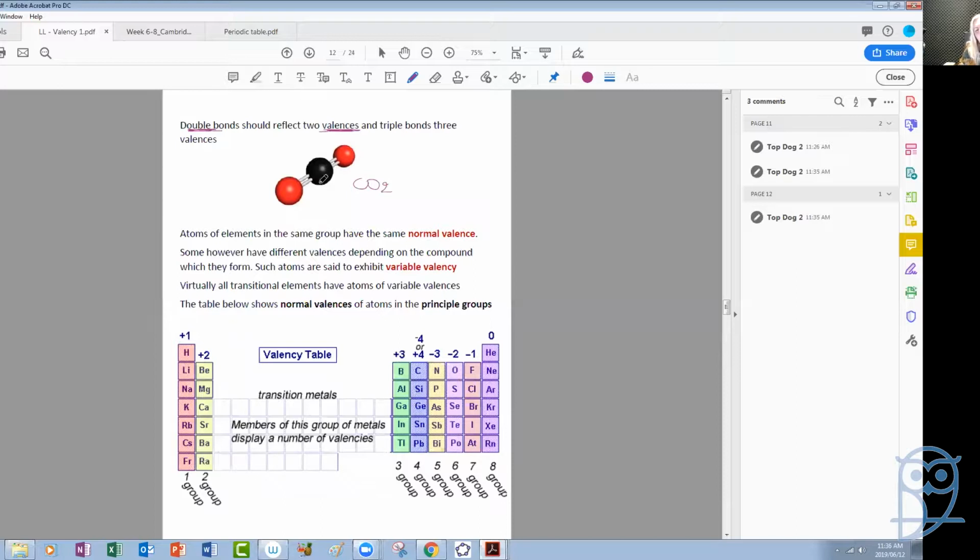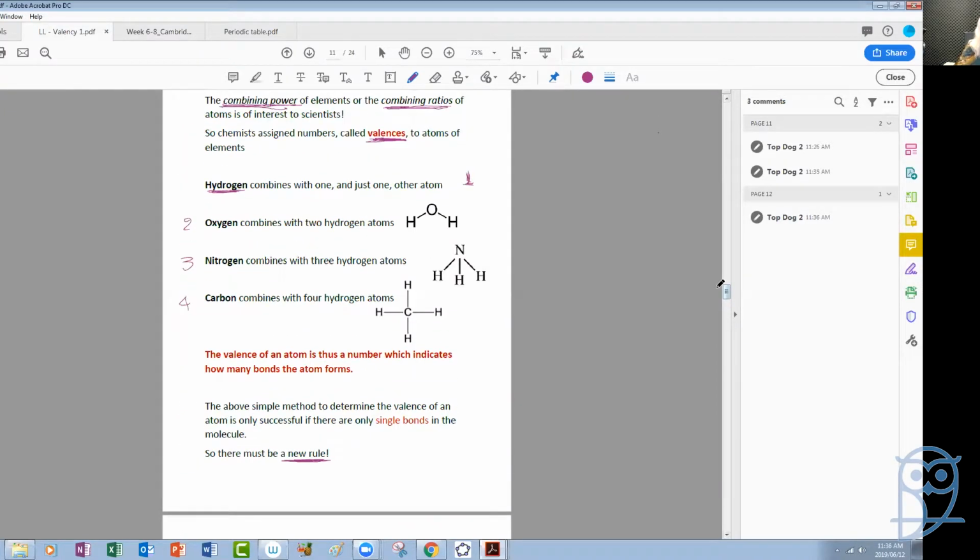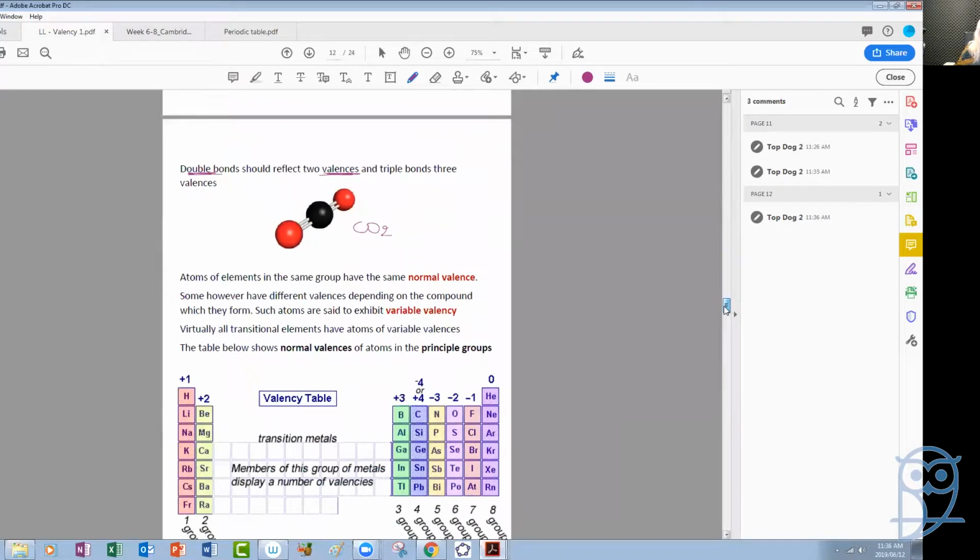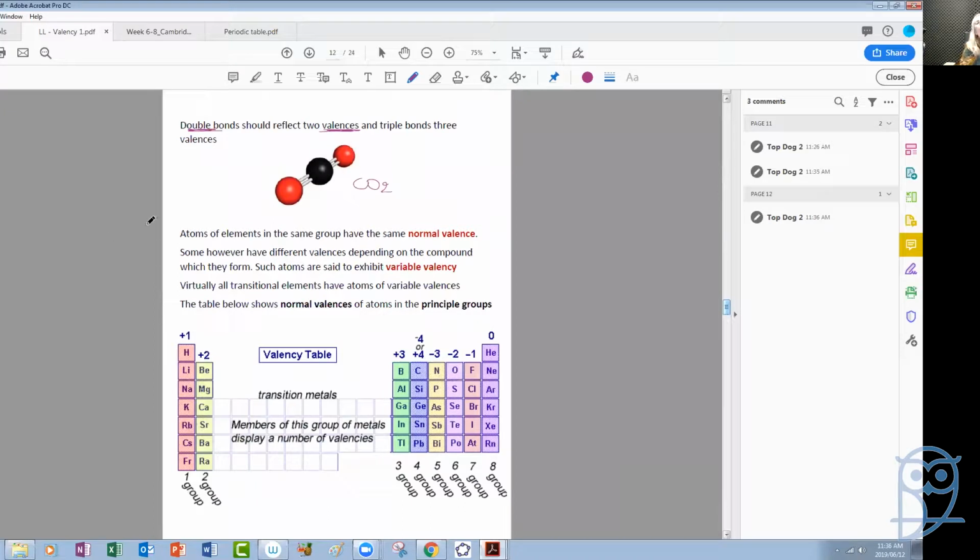So if we look at the case here of carbon dioxide, since it has two double bonds and each double bond represents two valencies, we assign the valence of carbon to be 4, which agrees with the previous valency assigned to carbon from the late 19th century. So nowadays, in other words, we consider double and triple bonds to represent double valencies or triple valencies, respectively.